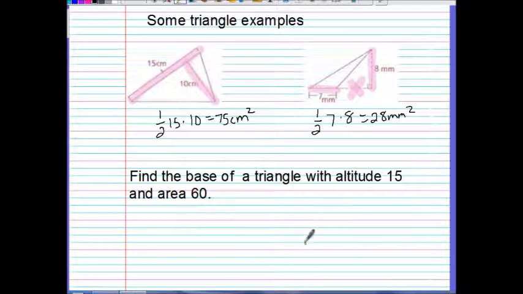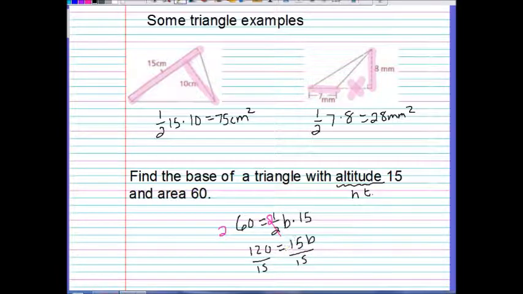Okay, so here we go. We're going to try and find the base of a triangle with an altitude of 15 and an area of 60. Altitude is just a fancy word for our height. So here we go. Area of a triangle, which is 60, equals 1/2 my base, which is unknown, times my height, which is 15. Now again, I don't like dealing with any fractions, so I'm going to get rid of that fraction by multiplying both sides by 2. And that gives me 120 equals 15b. And let's go ahead and divide both sides by 15. That gives me a base of 8.